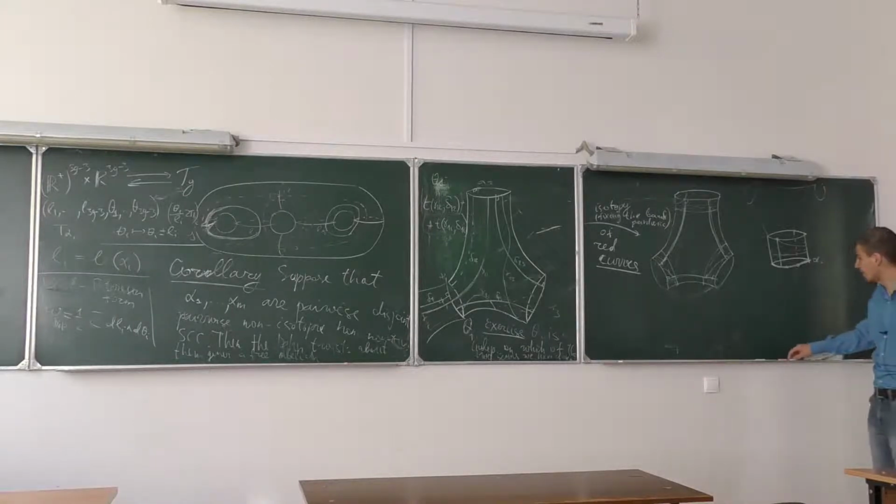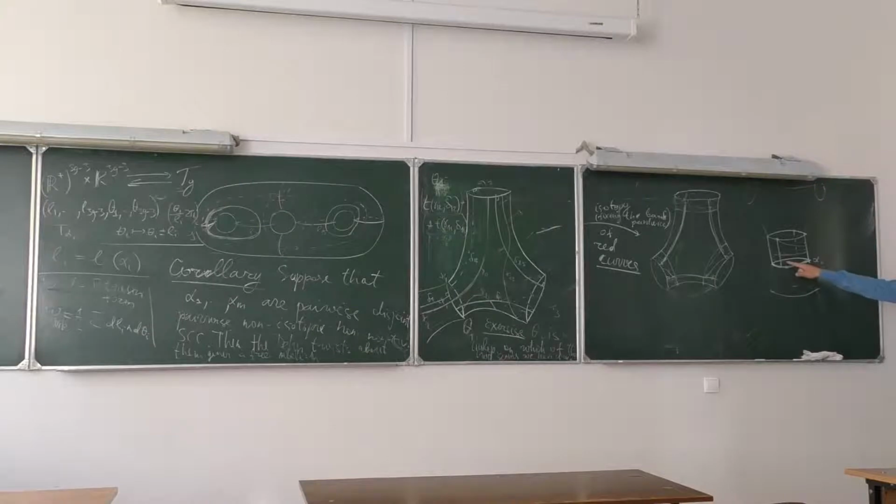And here we have another pair of points and a cylinder, and we have a similar picture. Red curves continue each other, so they meet in the same way. But green curves meet in some different way. Something like that.